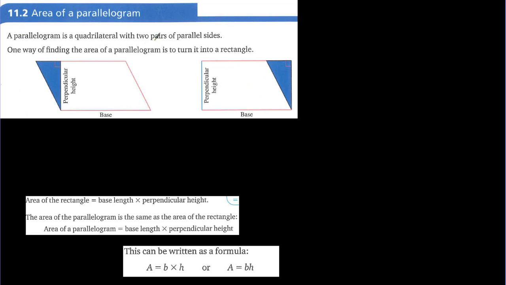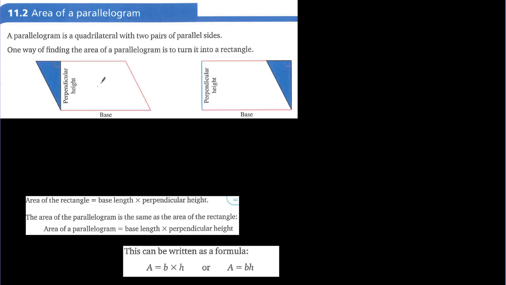A parallelogram is a quadrilateral with two pairs of parallel sides. One of the ways of finding the area of the parallelogram is to turn it into a rectangle. I'm going to remind you about the area of the rectangle. You know that it is base length times perpendicular height. Actually, it is not perpendicular height, it is base times height we are calling.